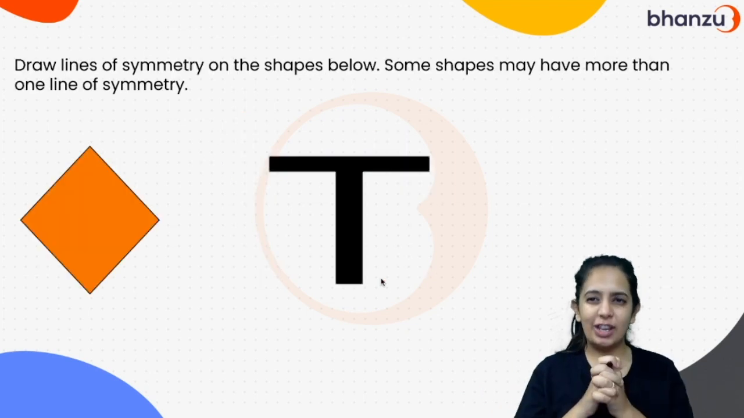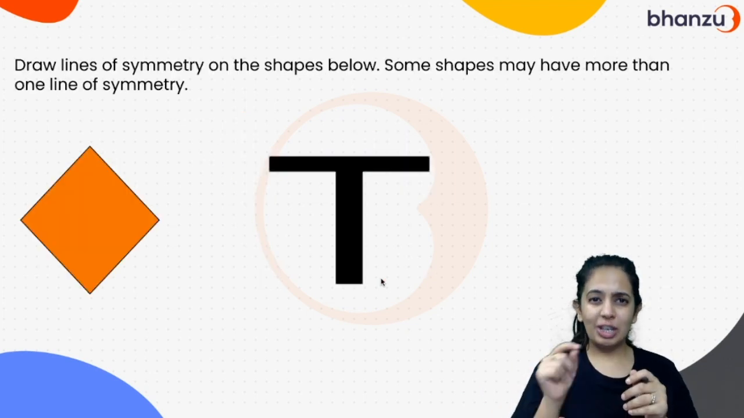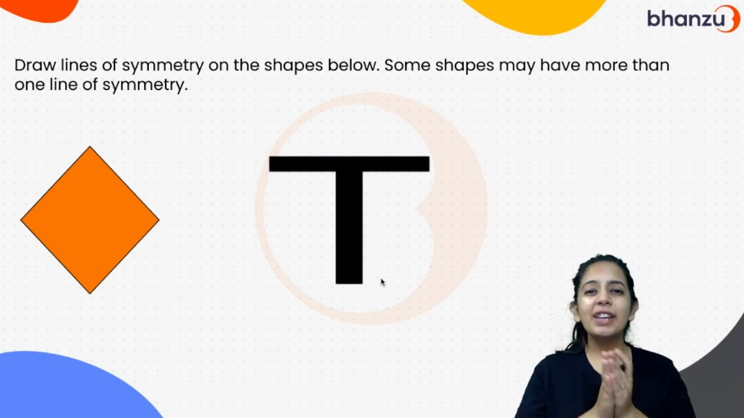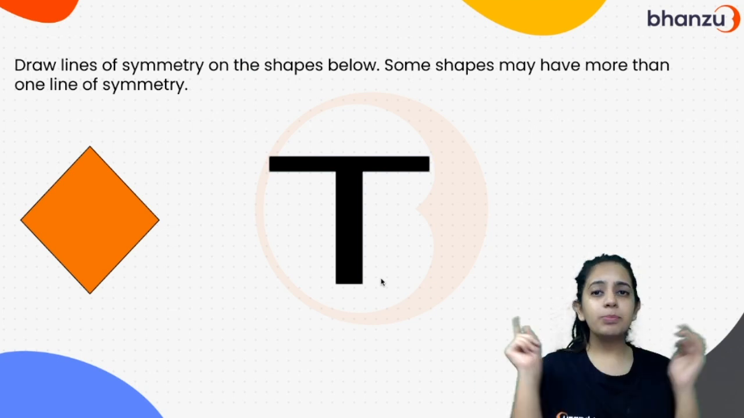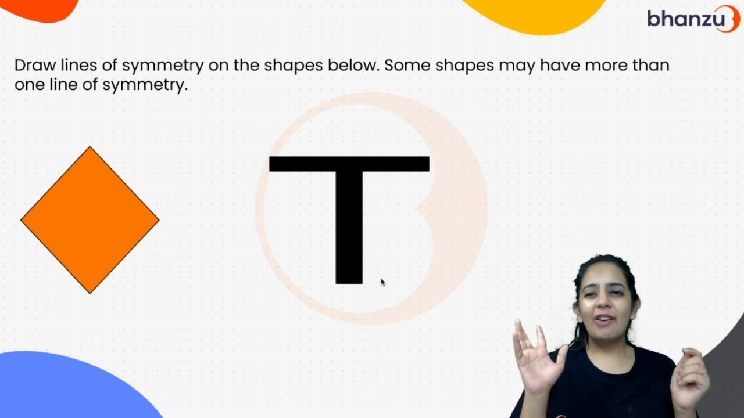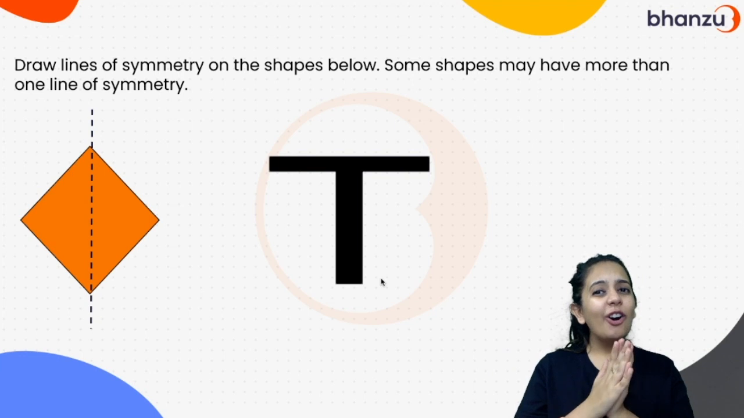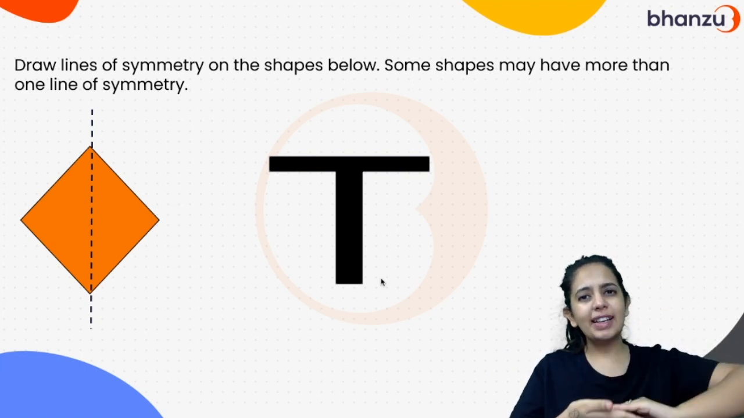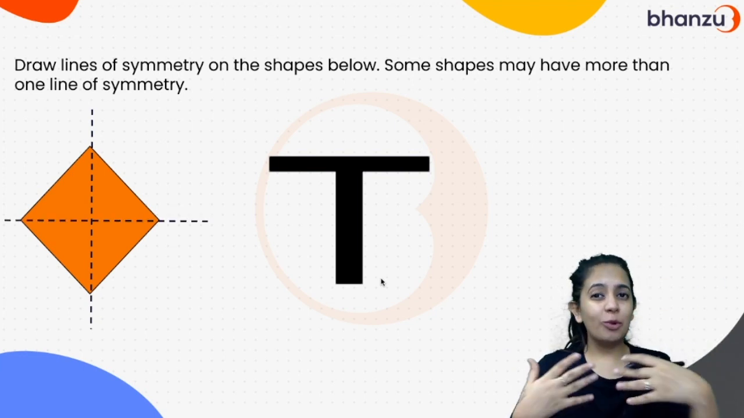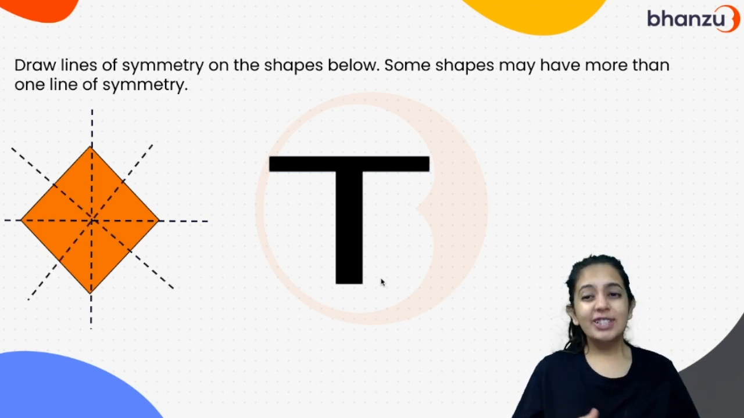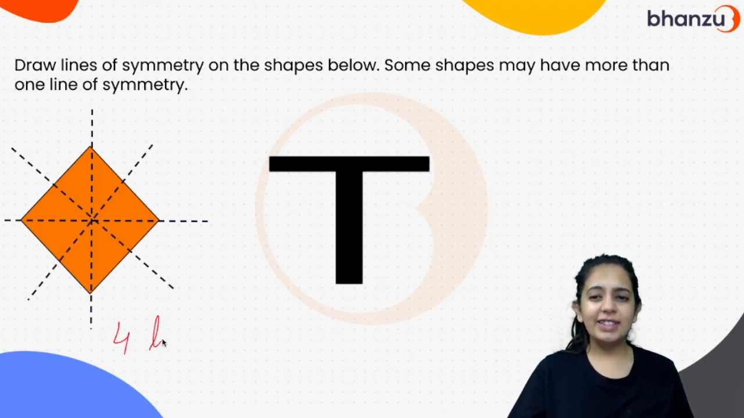Okay, now let's see the other questions. Draw the line of symmetry on the shapes below. Some shapes may have more lines of symmetry as well. So tell me, how many lines of symmetry are there in both of these shapes? Pause the video and try this question. Okay, let's check for the vertical line of symmetry in the first shape. Yes, it is there. How about the horizontal line? If I fold it horizontally, then it will again overlap and both sides are equal, right? How about the diagonal ones? Yes. So therefore, it has 4 lines of symmetry.